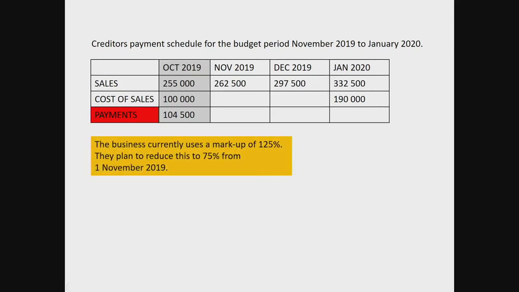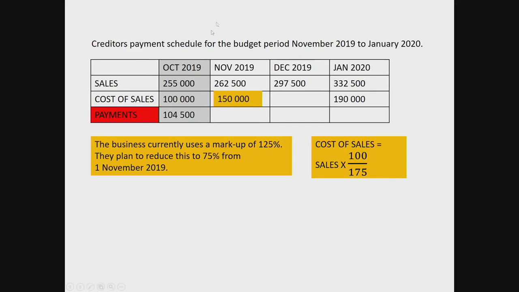So it says the business is currently using a markup of 25%. And then it says they plan to reduce this to 75%. So if they want to reduce it to 75%, in order for me to get the cost of sales, I'll have to multiply with 100 divided by 175. But for the October month, that was done on the times 100 divided by 225. So that was done already. Okay, so using this information, we have to calculate the cost of sales for November, and we have to calculate the cost of sales for December.